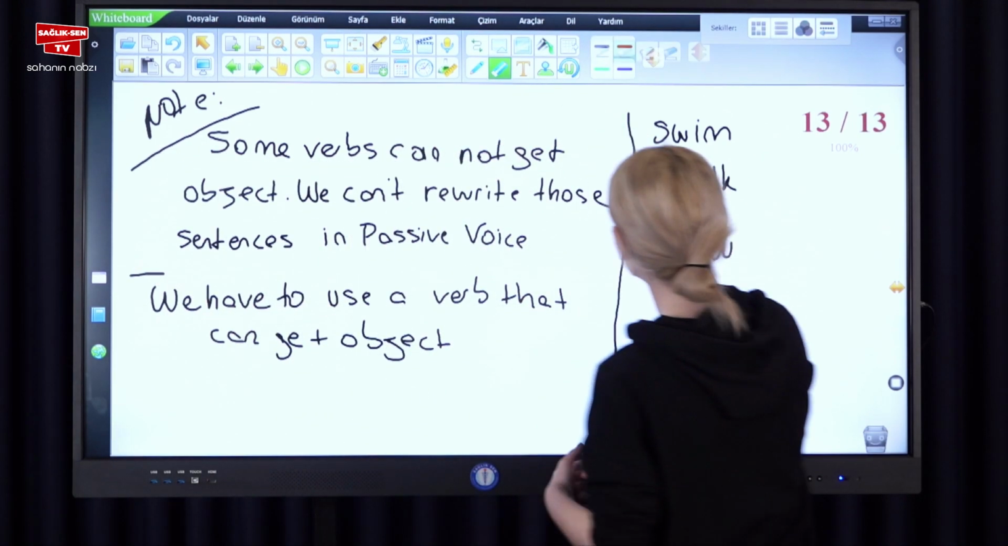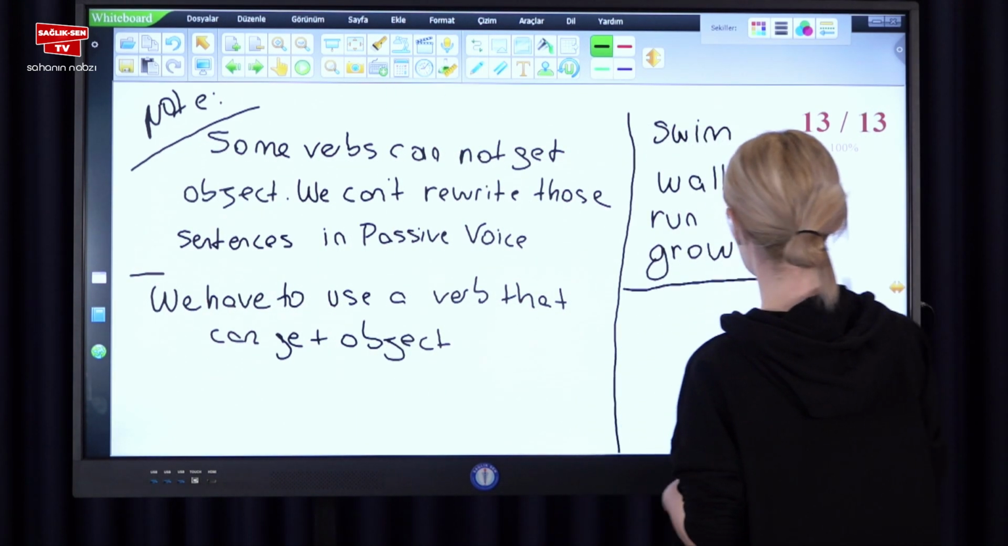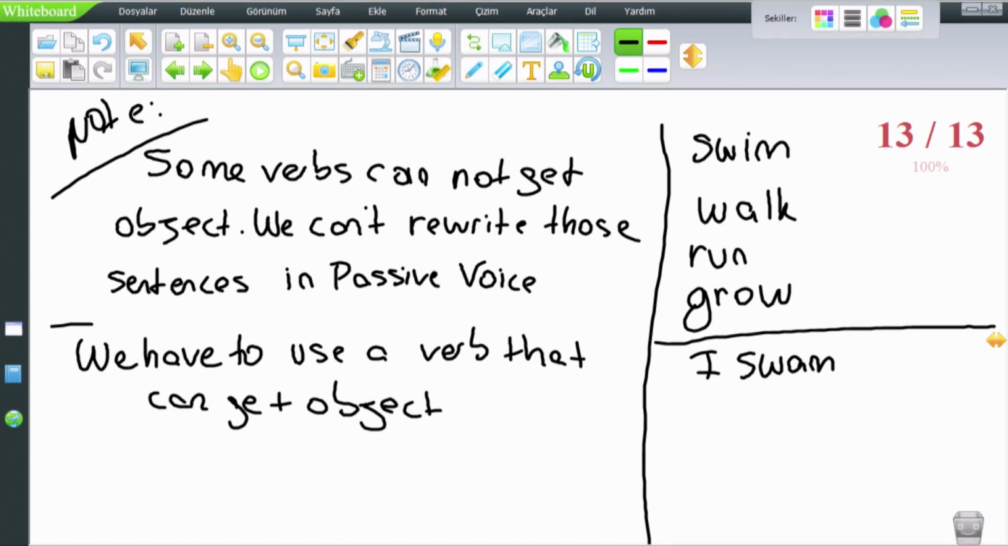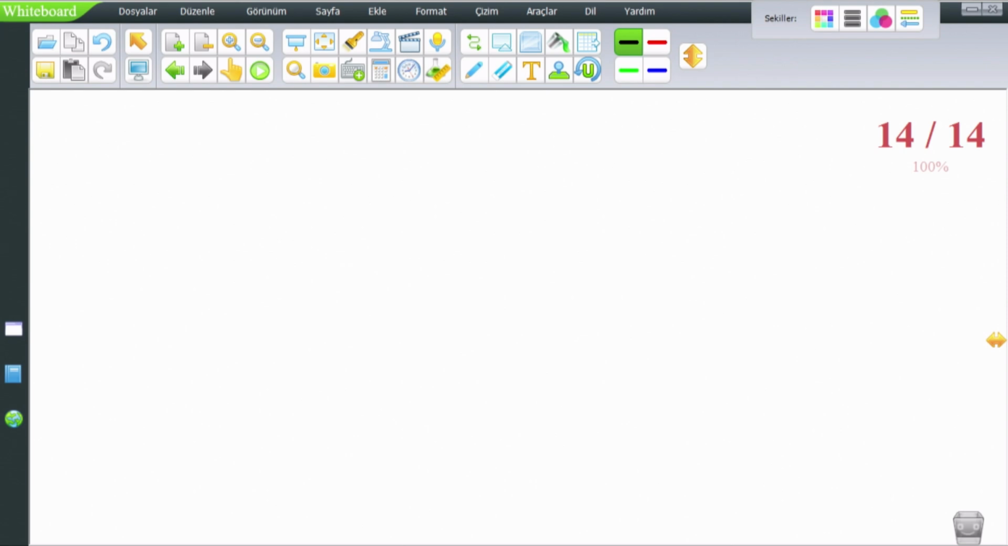For example, look at these verbs. I swam in the ocean. There is no object in the sentence, and this verb cannot get any object. It is not meaningful, so it means that we cannot make every sentence in passive voice form. Let's do a couple more examples.